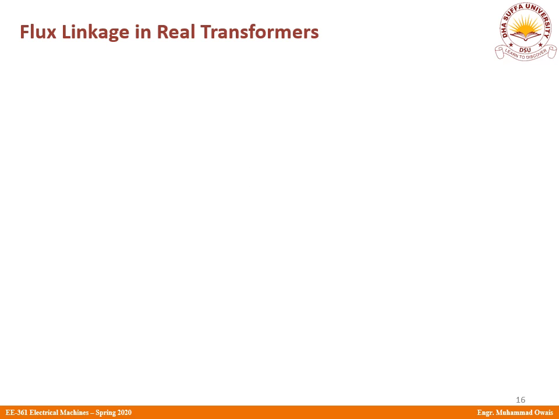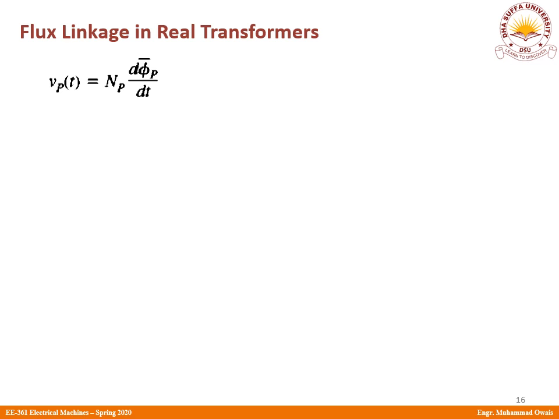Okay students, let's now find out the voltage ratio across a real transformer. We know how the primary and secondary voltages are related to each other for an ideal transformer. Now it's time to actually find out the relationship for a real transformer, and see how much it deviates from an ideal transformer. Okay, so let's proceed.